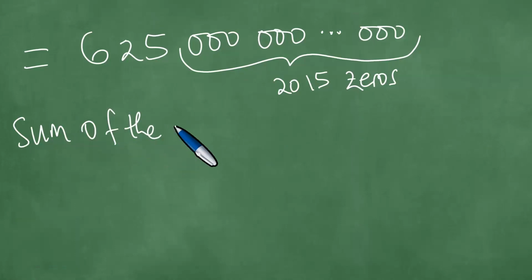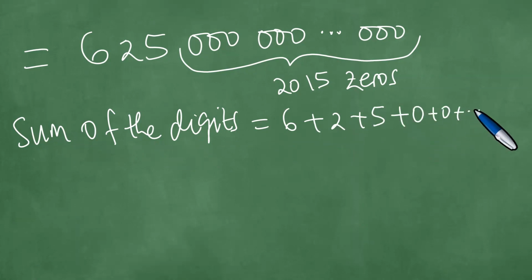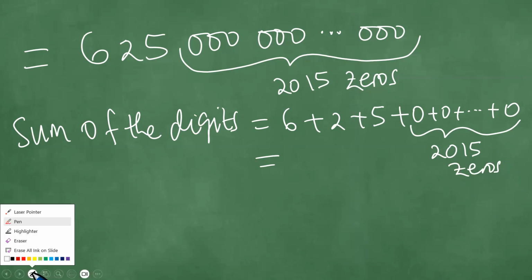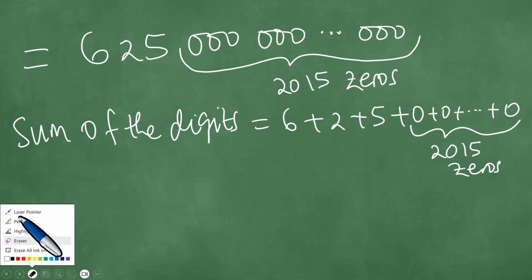Sum of the digits. Six plus two plus five plus zero plus zero. And then we add all of these. And here we're adding 2015 zeros. But we can't write all of them because 2015 zeros are too many.